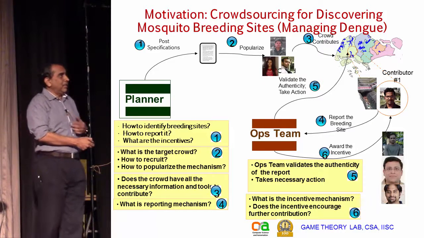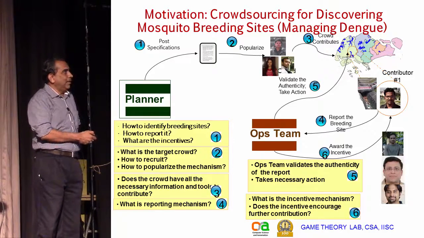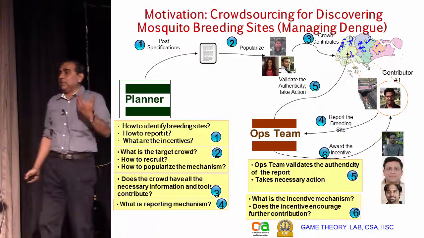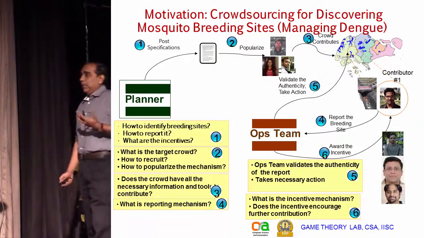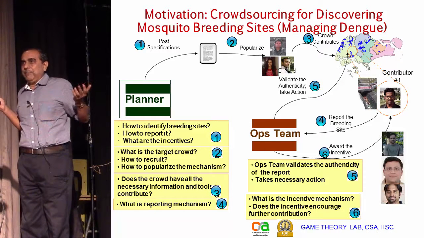And then the crowd workers will report about the breeding sites, and then you have to validate the authenticity of the information that has been obtained, and you take some action. And finally, you have to award some kind of an incentive to the crowd workers or the citizens who actually participated in the whole campaign.